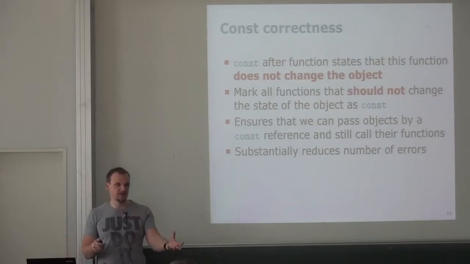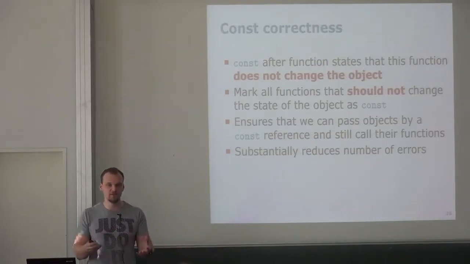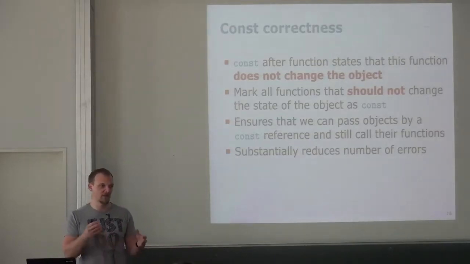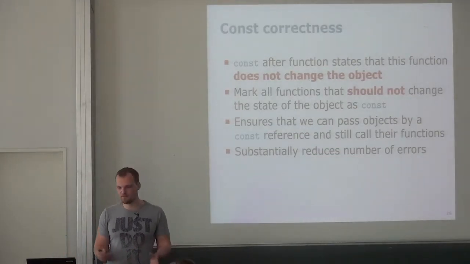Like, does it make sense that this function should change an object? If it makes sense that it should change an object, don't use const. But if there is no reason why it should change the object, use const. So say something like print should never change an object or something like that, okay?